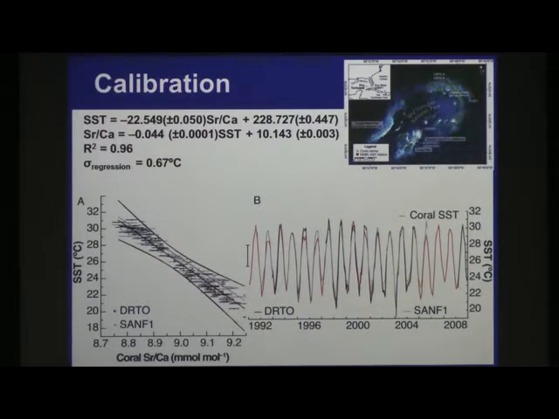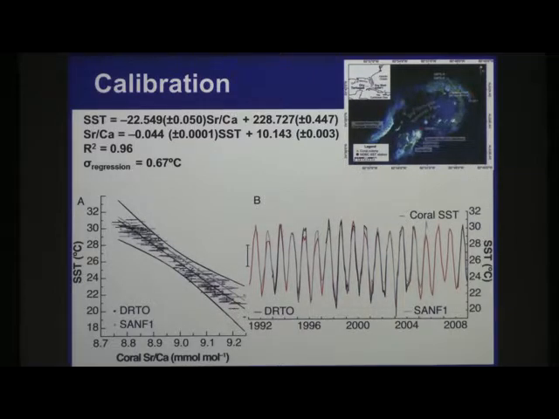If we look at the error of regression, this is the difference between our reconstruction and each of our sea surface temperature data points, I can assess what my error is, and that's 0.67. Our analytical precision error in temperature space is 0.5. So we're very close to our analytical precision with our calibration.